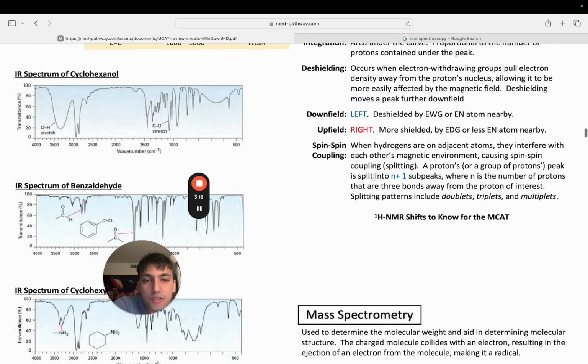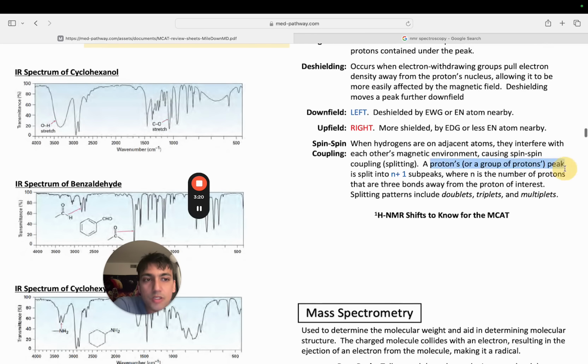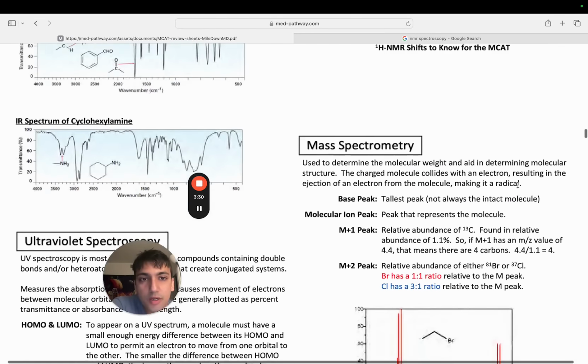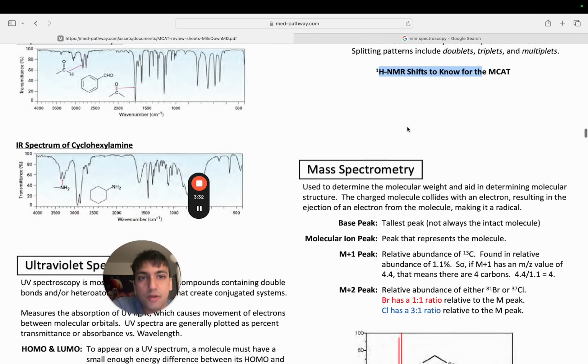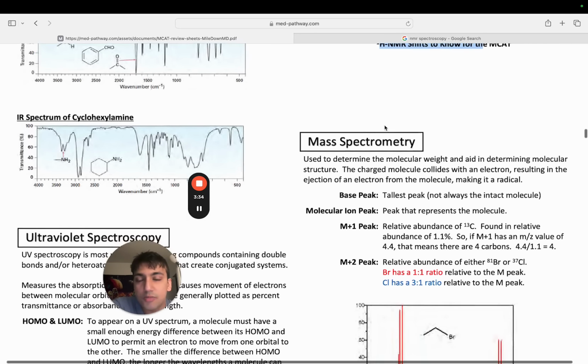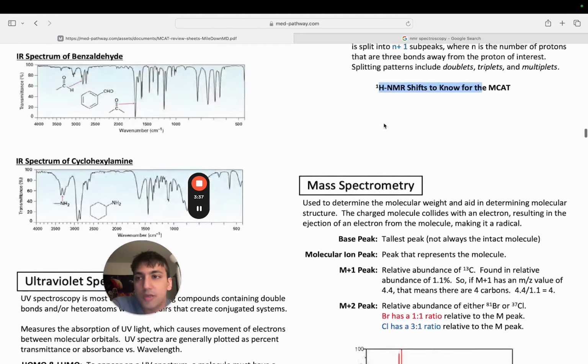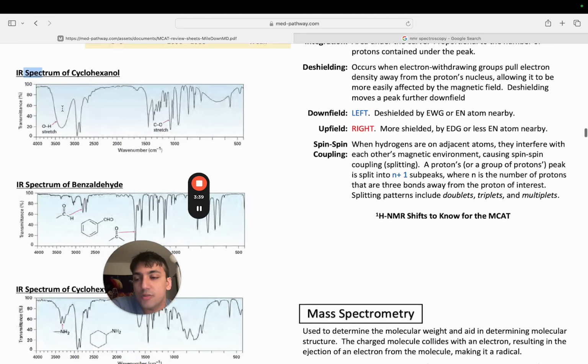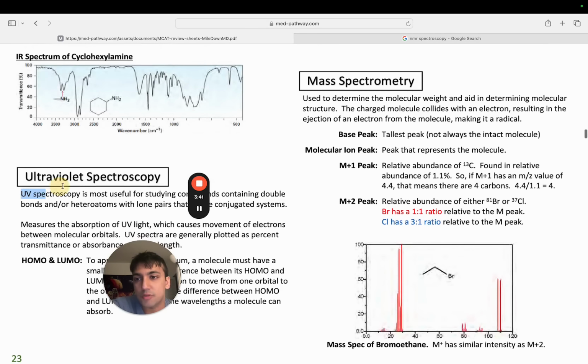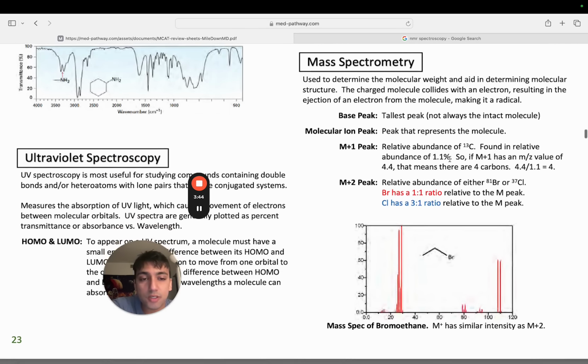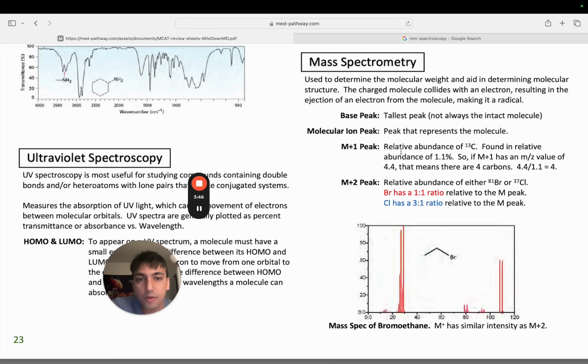Then we finally have spin-spin coupling, which is what I was telling you about. A proton's peak is split into n plus 1 subpeaks, where n is the number of protons that are 3 bonds away from the proton of interest, so it's on the adjacent carbon. And then I would try to look at a couple of NMR spectra and try to understand what we're looking at. Same thing with, again, infrared spectra and ultraviolet spectroscopy. Now, you might not get too many questions on this, but it'll be really helpful for your Orgo class, as well as maybe getting 1 or 2 more questions right on your Orgo section.